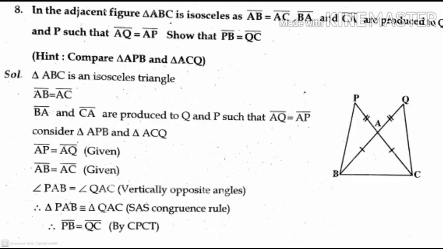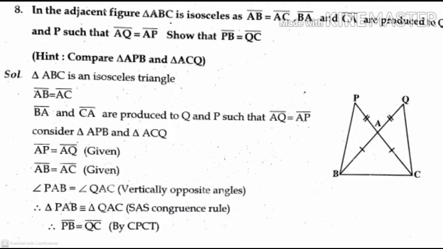Next, eighth question. In the adjacent figure, triangle ABC is isosceles as AB is equal to AC. BA and CA are produced to Q and P such that AQ is equal to AP. Then show that PB is equal to QC.